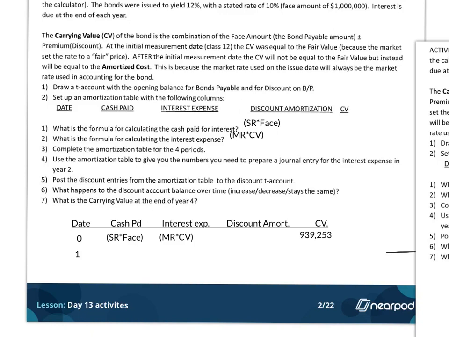My stated rate is the 10% face rate that's given in the problem, and the face amount was $1 million. So $1 million times the stated rate of 10% gives a cash paid amount of $100,000, and that is going to be the cash payment, by the way, every single payment of this 4-year loan. So 4 times I'm going to pay an interest payment of $100,000.